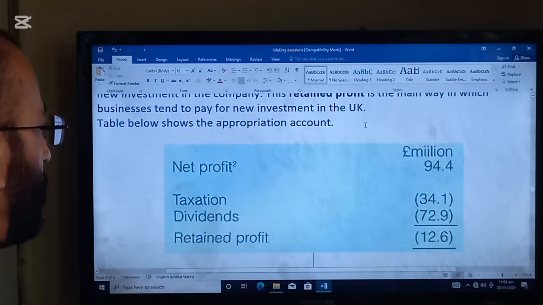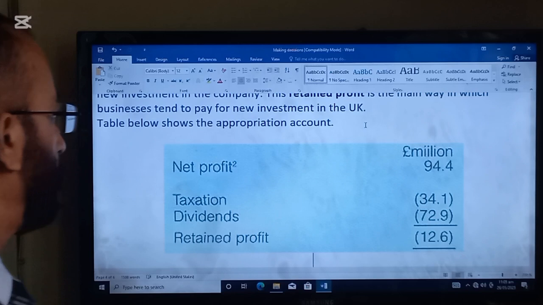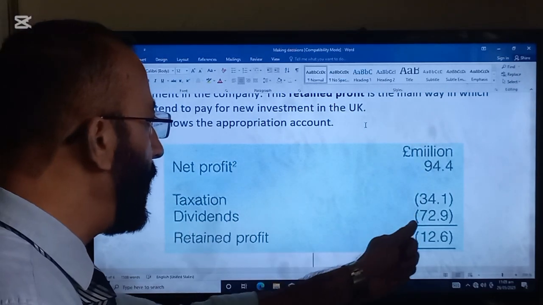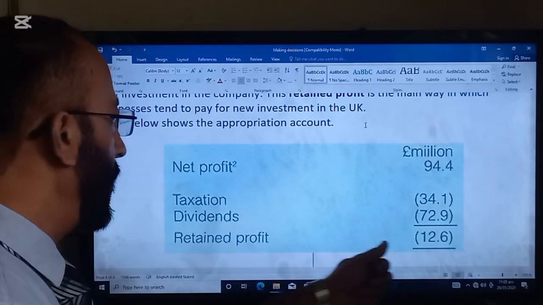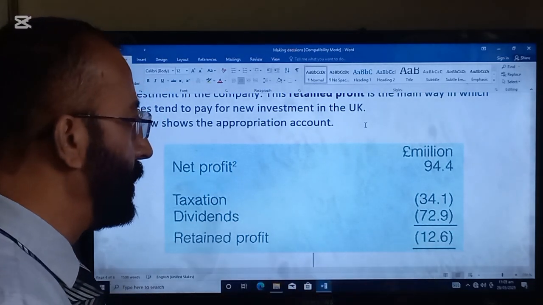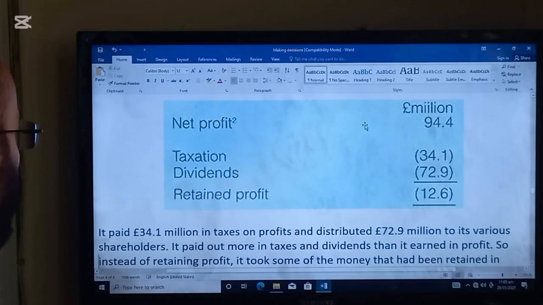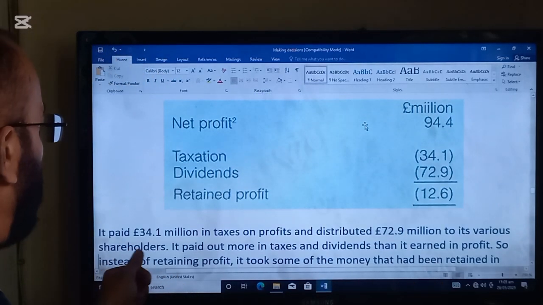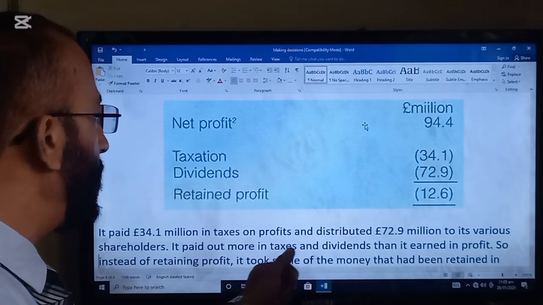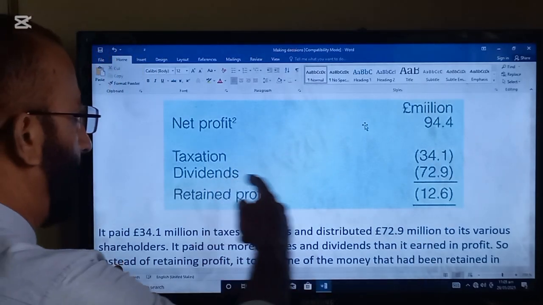Here is the appropriation account. Up to here, we get the net profit. Now from this amount, taxation and dividends will be subtracted, and this figure will be obtained. This is called retained profit, but this is negative now. It paid £34.1 million in taxes on profits and distributed 72.9 million to its various shareholders.